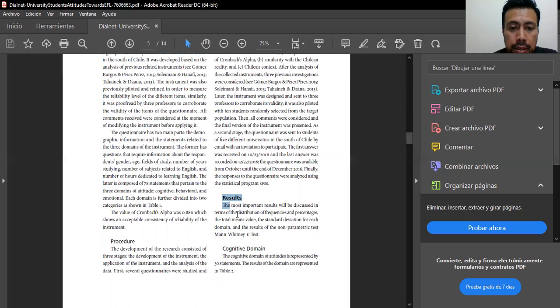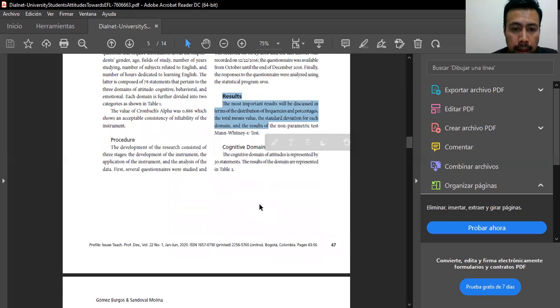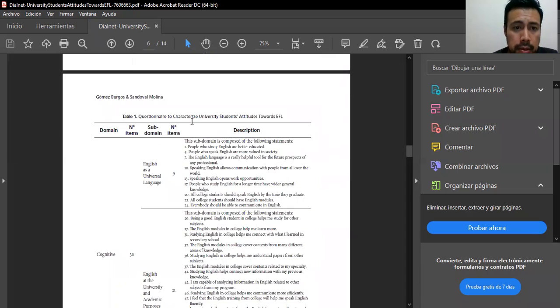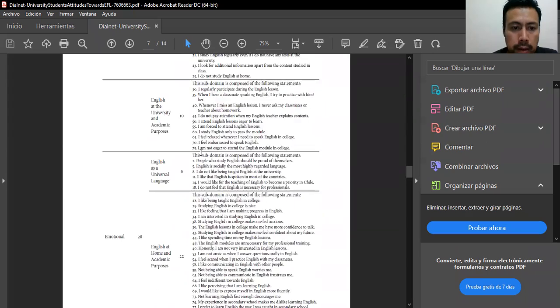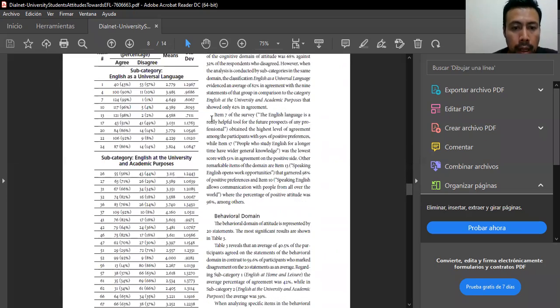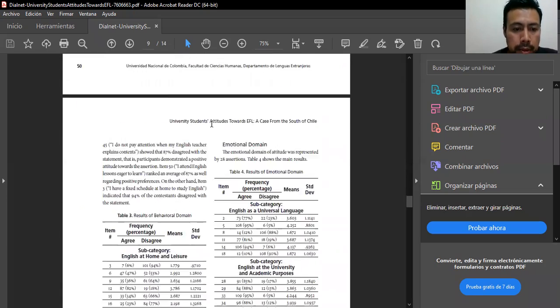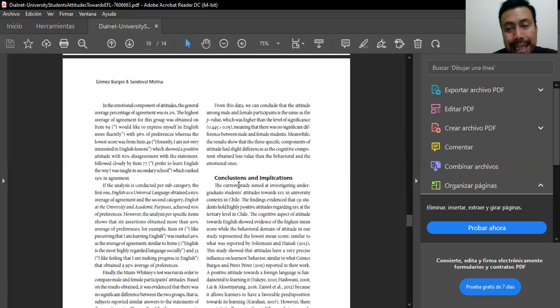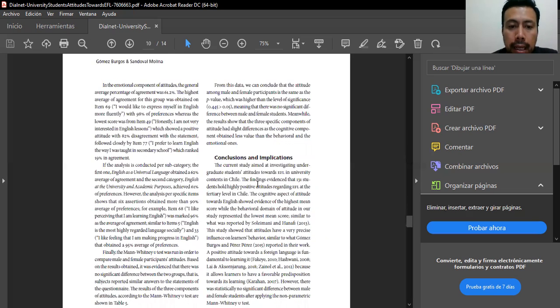After that, we have the results. In the results, we have to get the data gathered and analyze it. So with this, you can see the questionnaire in this journal article, and then create the results of the cognitive domain. This is the most important part, because with this part, we can create the conclusion, in this case, and implications.